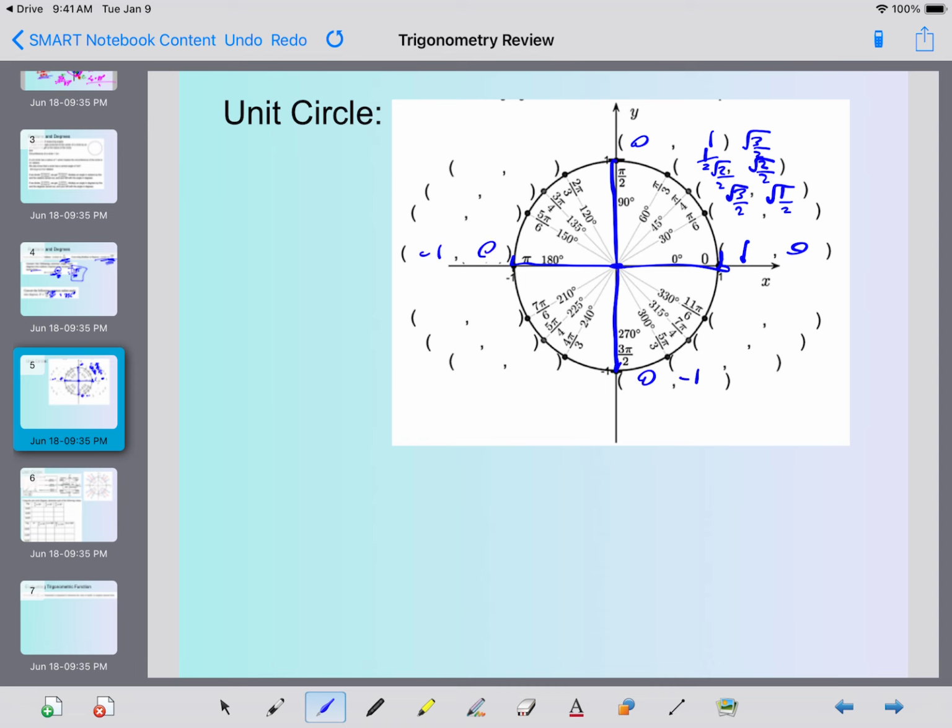Now, I don't memorize these quadrants, but if you look, they have the same y value, and it's going to be the same distance away, just negated. So you're going to be negating the x value. And the same goes for all of them.